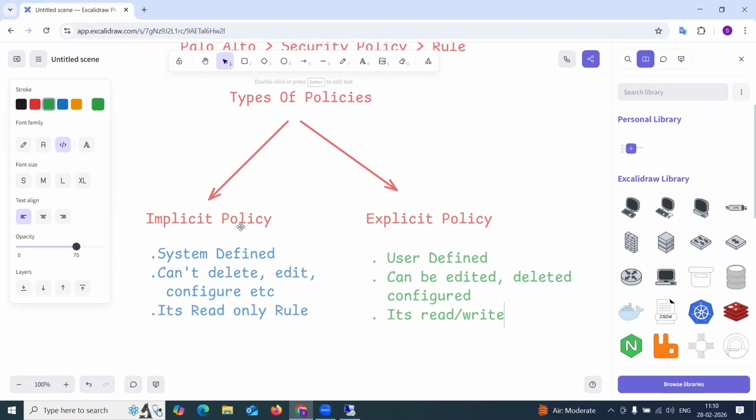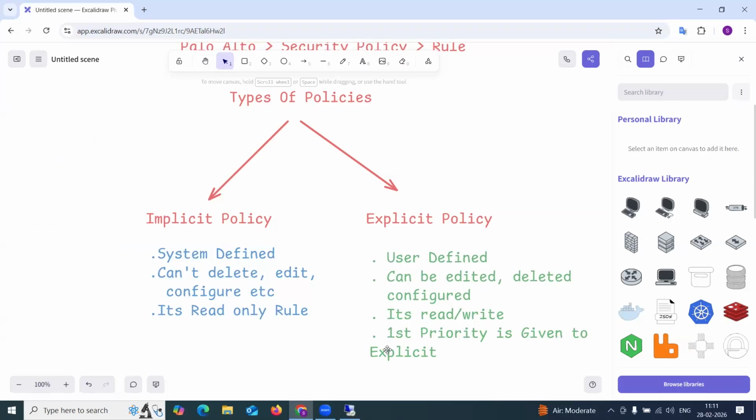Implicit rule, explicit rule. These are the two types of policies or rules we can say. The first priority is given to explicit. So please add this point: first priority is given to explicit. Between implicit and explicit, if you ask me who is given first priority, that is explicit. So first explicit comes, then implicit comes.